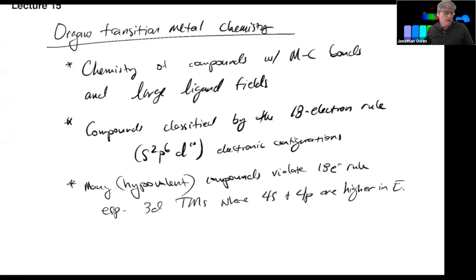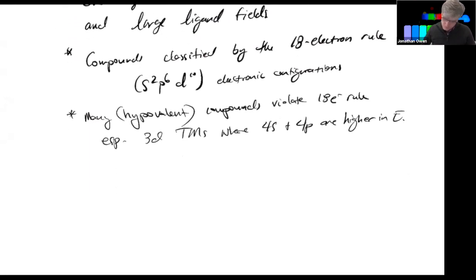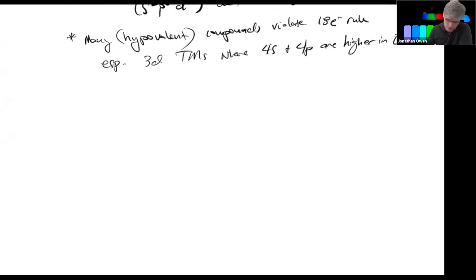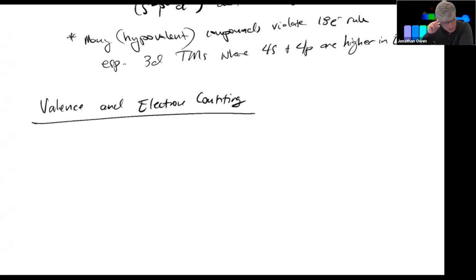So transition metals, same issue. You want to know whether or not they're hypovalent. Now this can be tricky to figure out, and you need to be able to do valence and electron counting. Okay, so we're going to do a few examples here just to get us back up to speed on this topic.